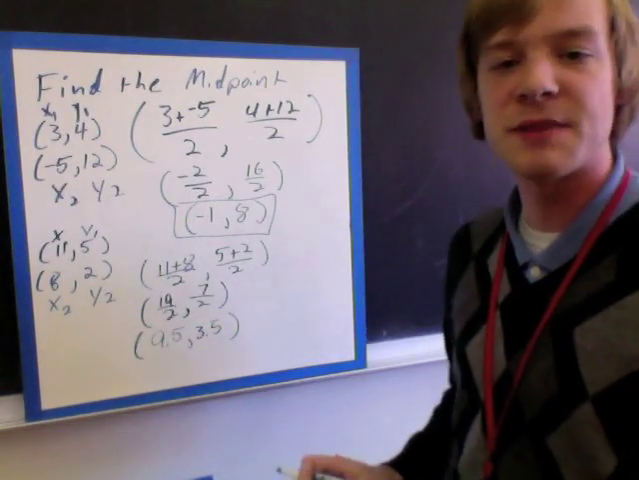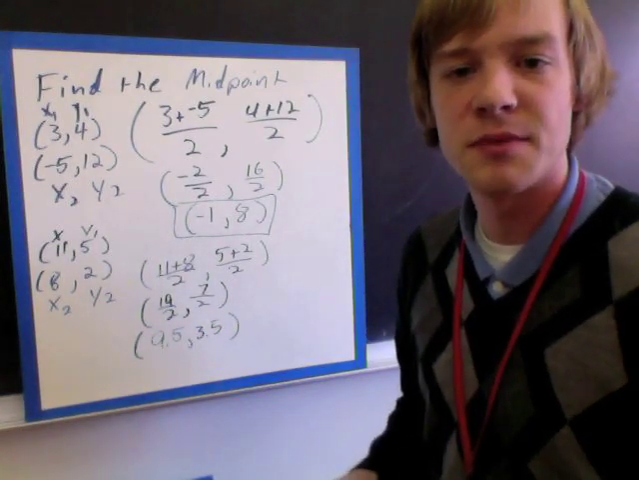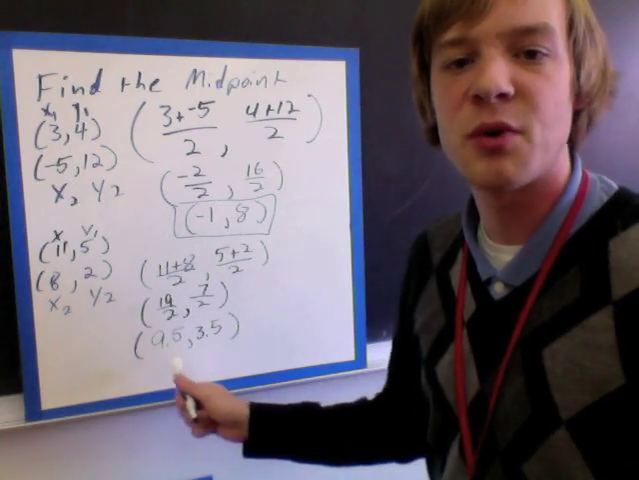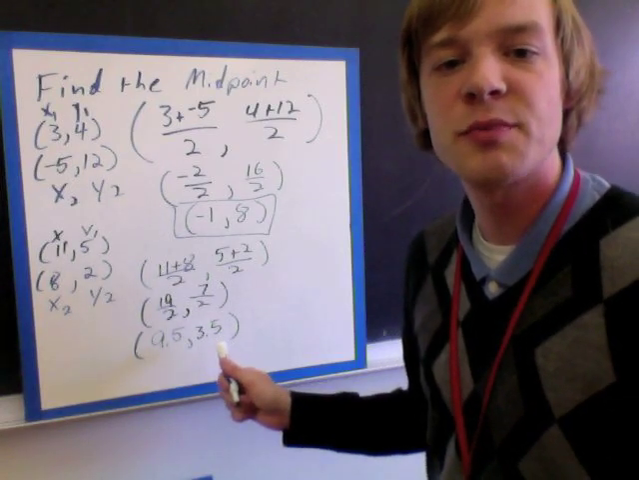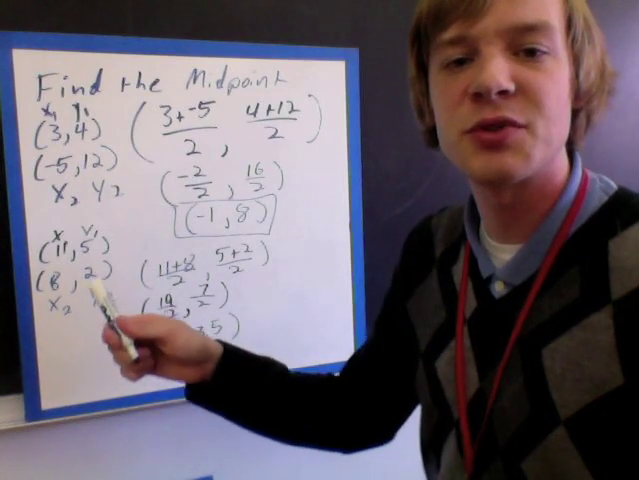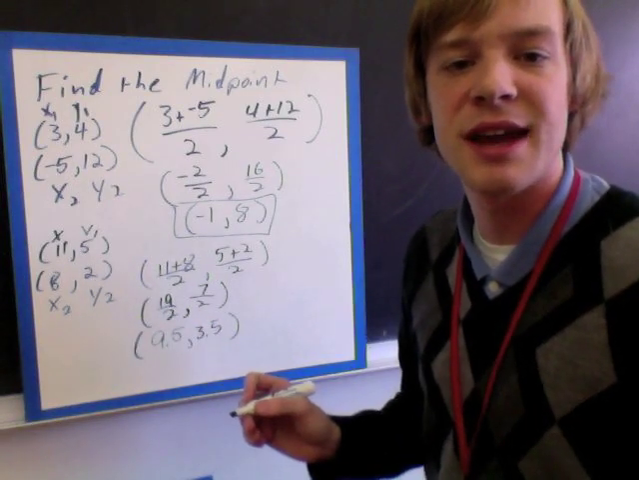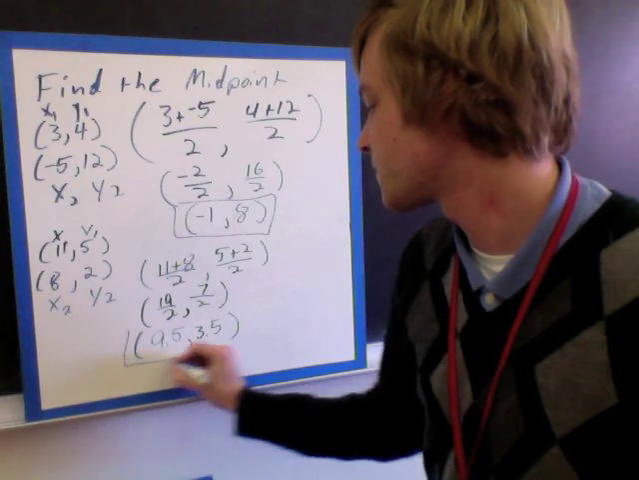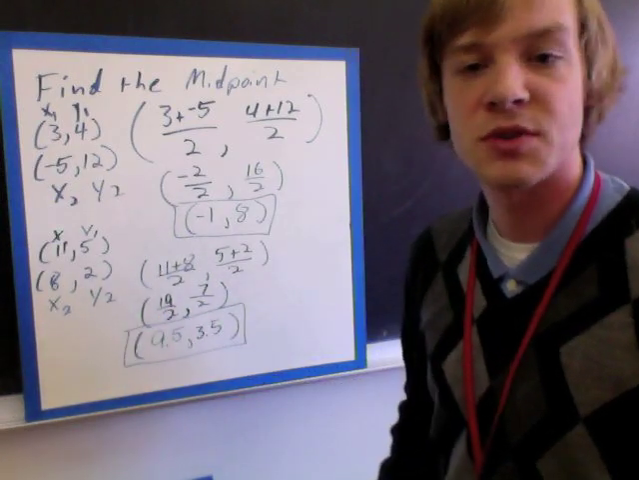So this point has some decimals in it. That's okay. Some of our answers will. But this point, 9.5, 3.5, is halfway in between our two endpoints, 11.5 and 8.2. So that's all there is to it.